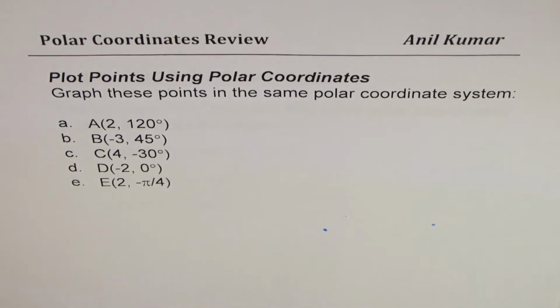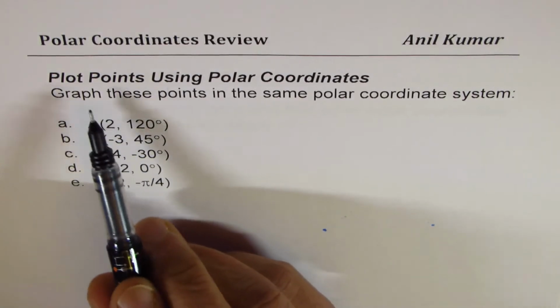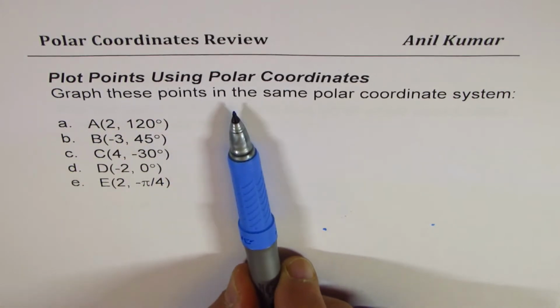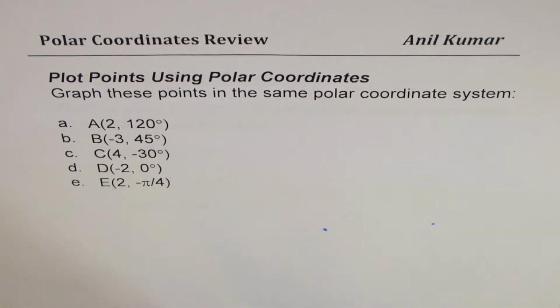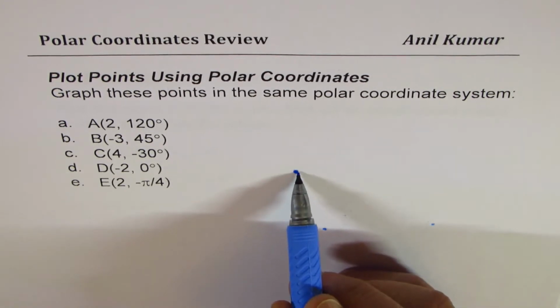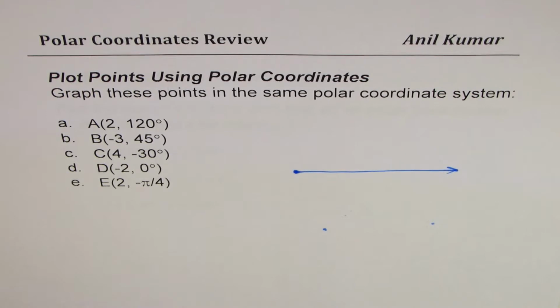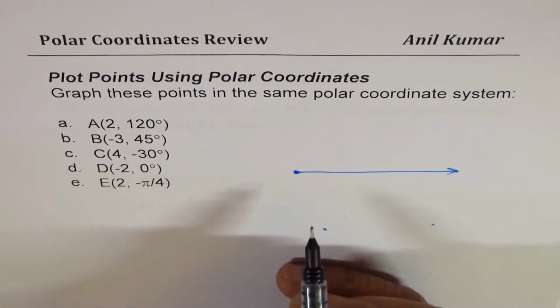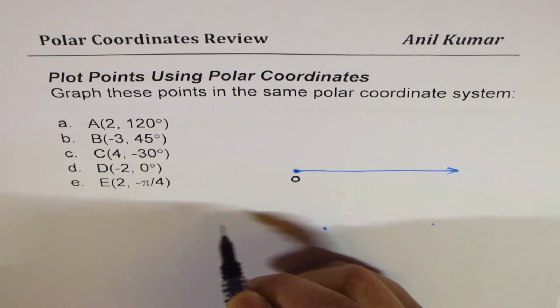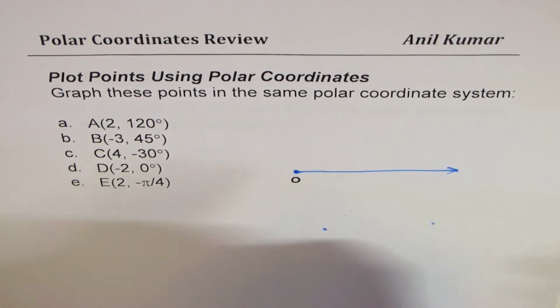Now, the first example here is, we'll plot points using the polar coordinate system. The question here is, graph these points on the same polar coordinate system. So let's make a polar coordinate system. That means one origin here at O, and this is our polar axis, correct? That's it. There is no y-axis. Let's be very clear about it. In the polar coordinate system, we are always talking about a pole, and we'll always write O there for the pole, and the arrow here is the polar axis, correct?